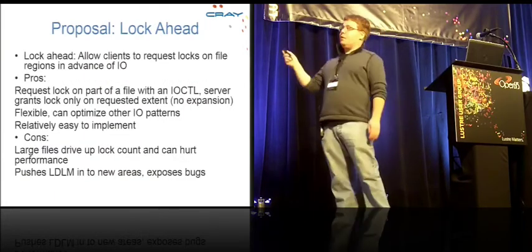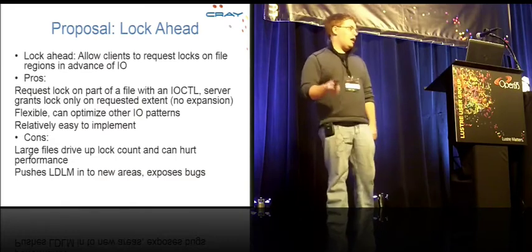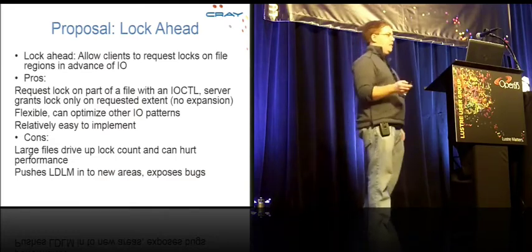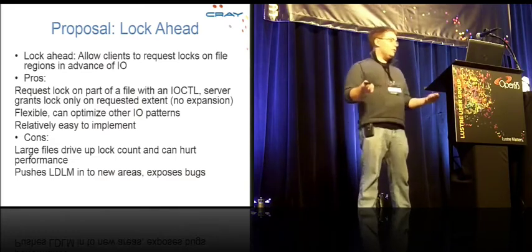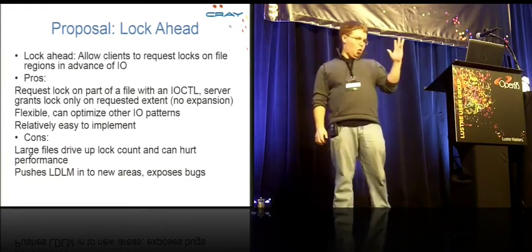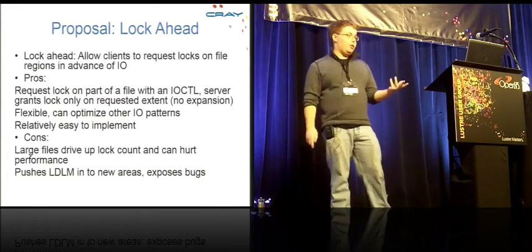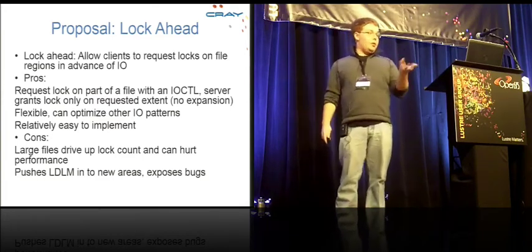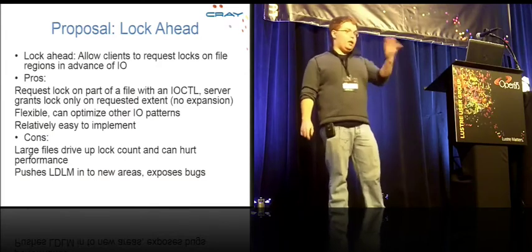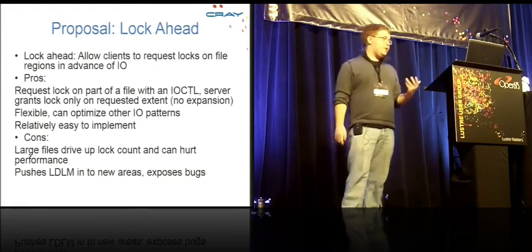So a proposal for dealing with this is something called Lockahead. This is a way to allow clients to request locks on file regions in advance of I/O. It's an ioctl. You would basically specify, I want a lock from the start of a particular byte range to the end of a particular byte range, and then it makes that lock request to the server. But it's done asynchronously, so you can make 1,000 of them very quickly, and the server will return the lock. So you can do that, for example, in advance of your I/O.